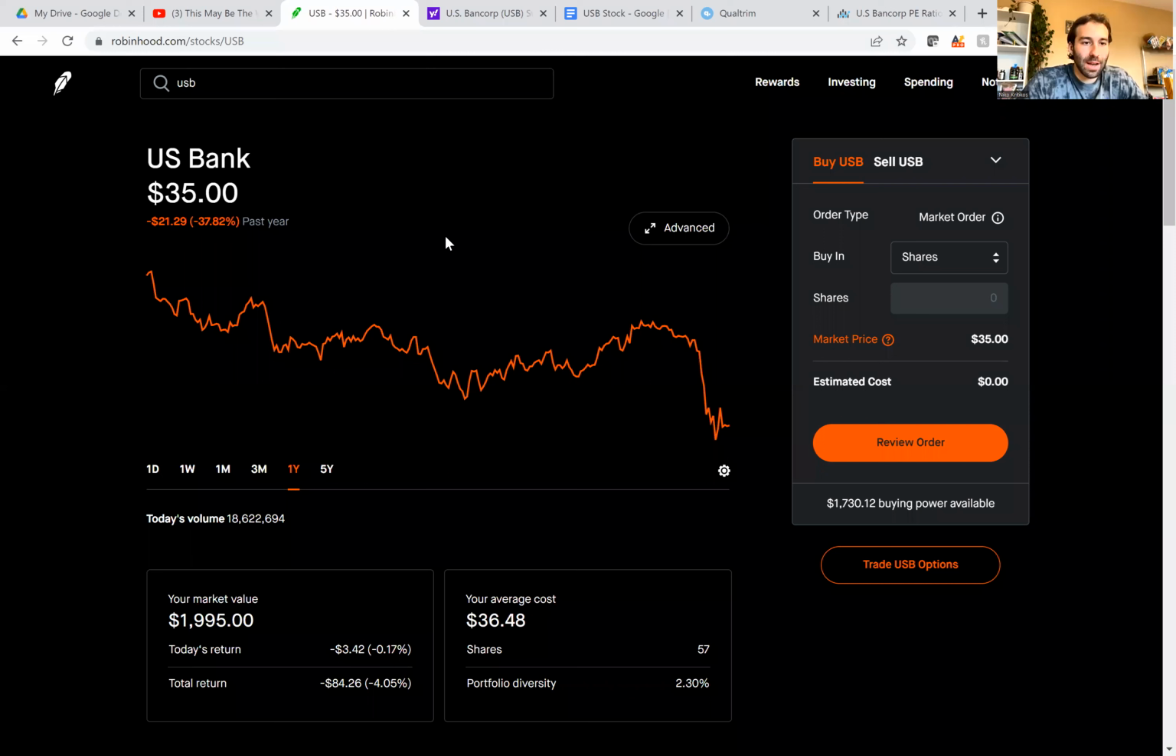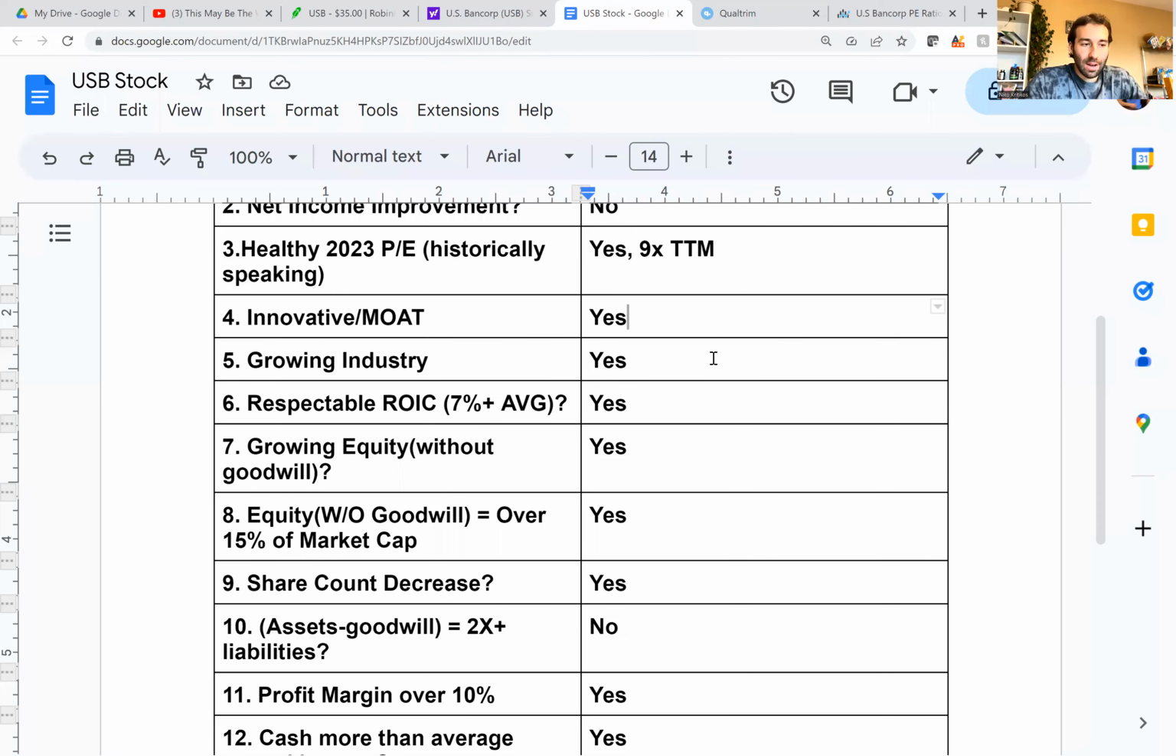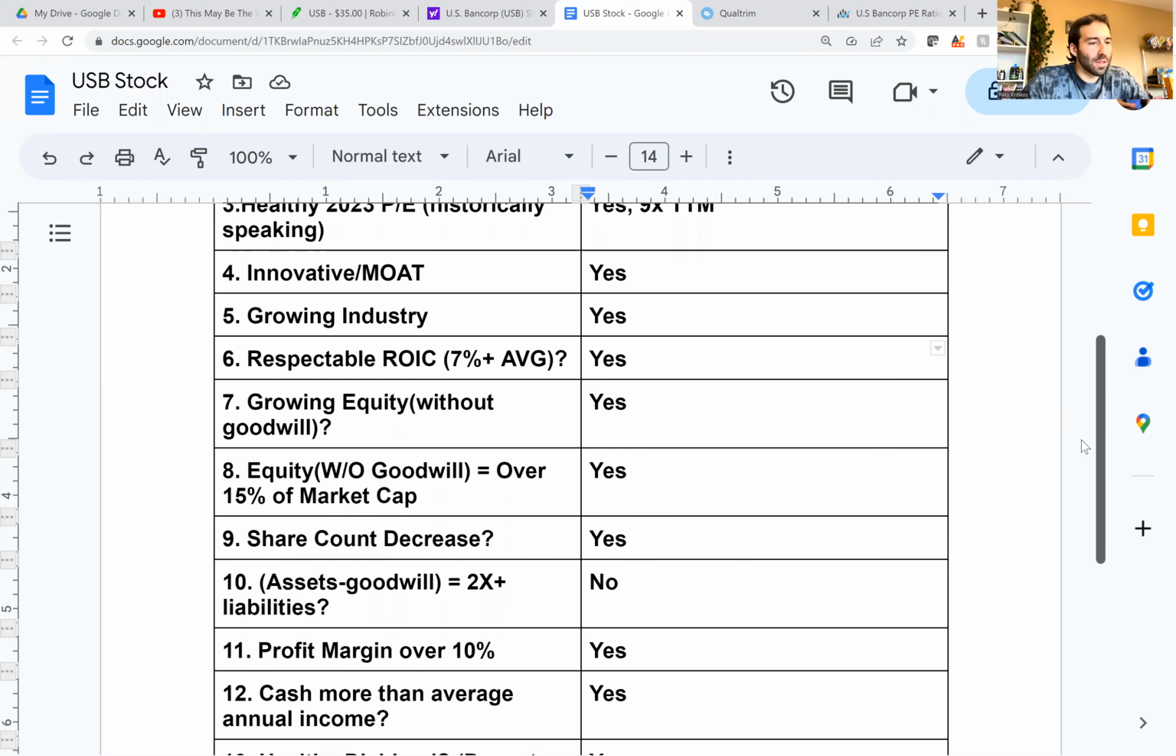Now, I bought US Bank and I bought Bank of America. So, you know, I'm kind of in on both of those companies, but I think both of them are going to get depositors from this. So I would say yes. As for a growing industry, yes, the banking industry is always growing. I think it's like 2% per year.